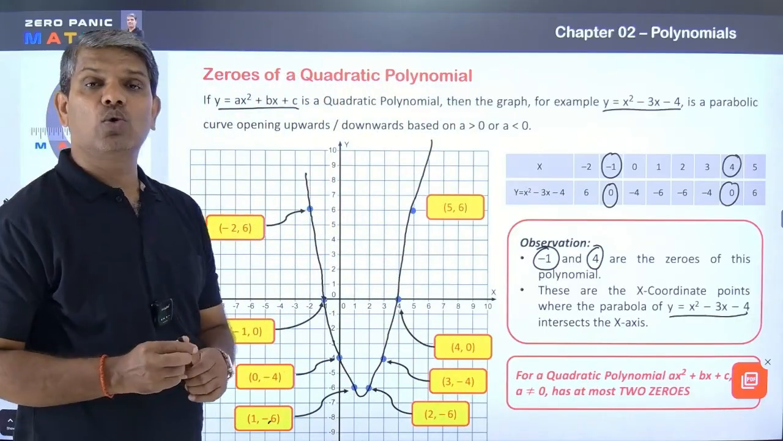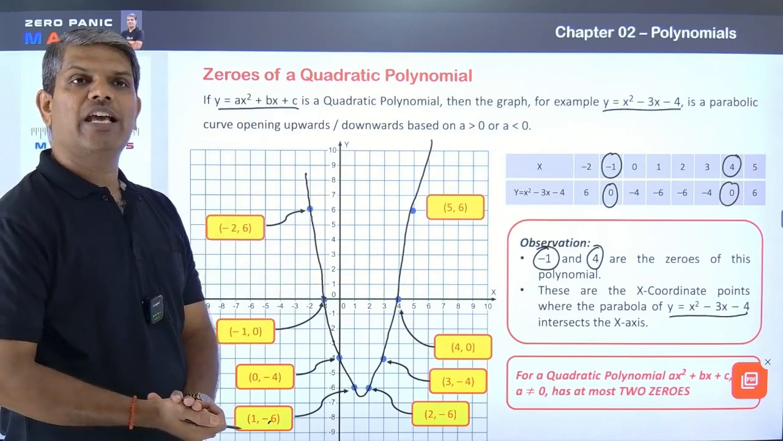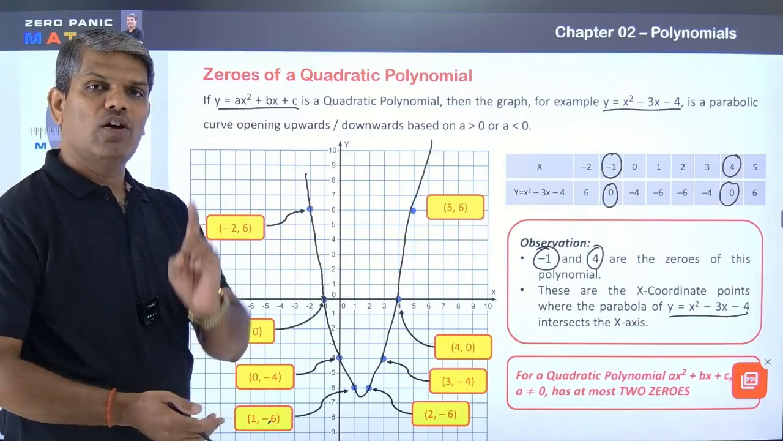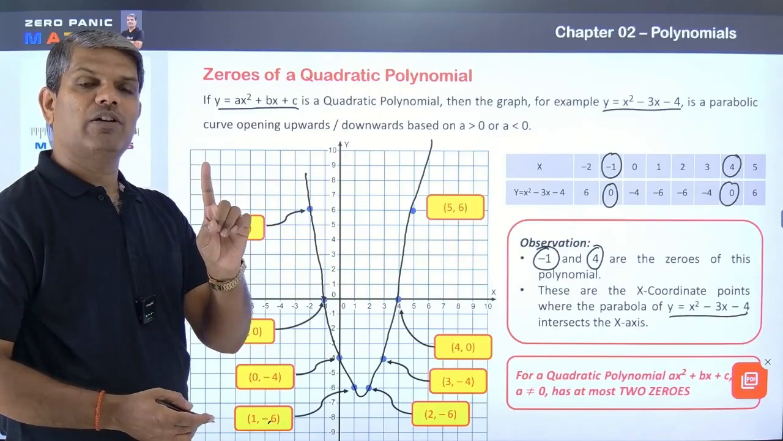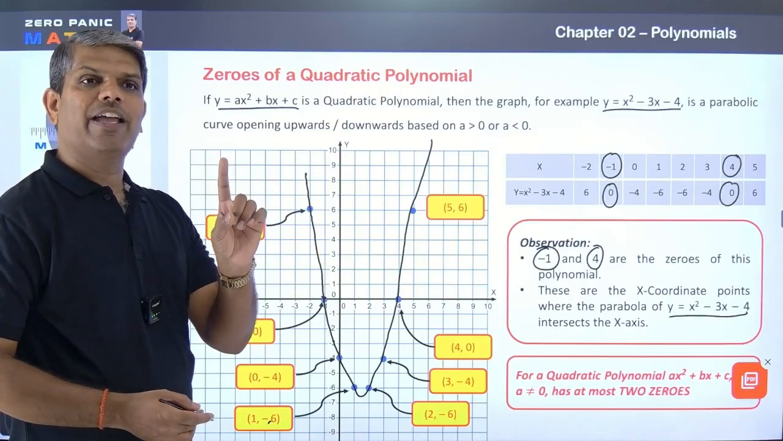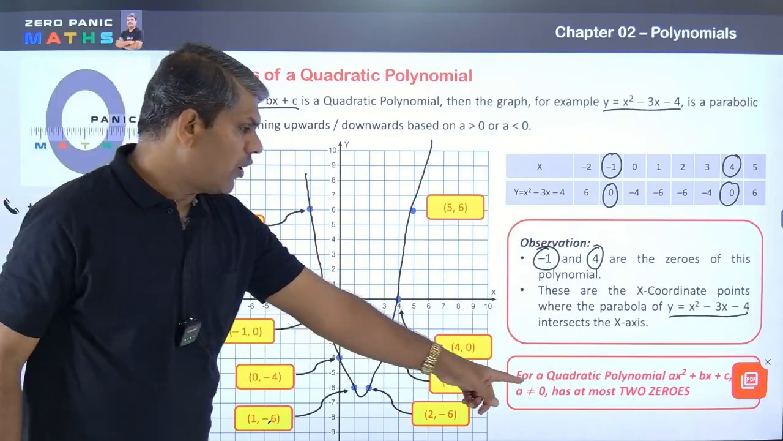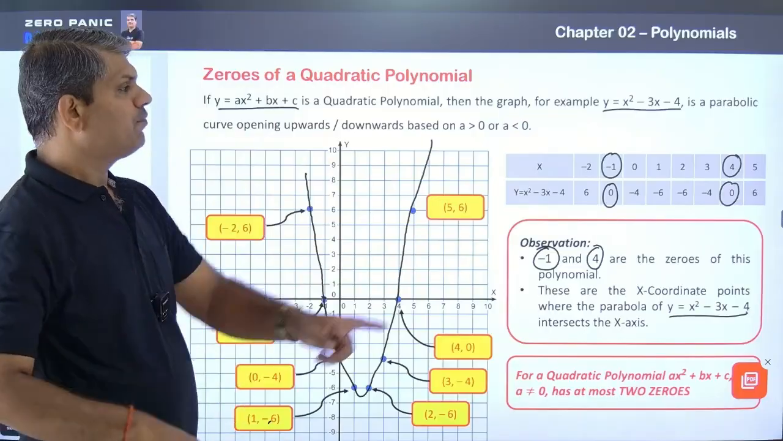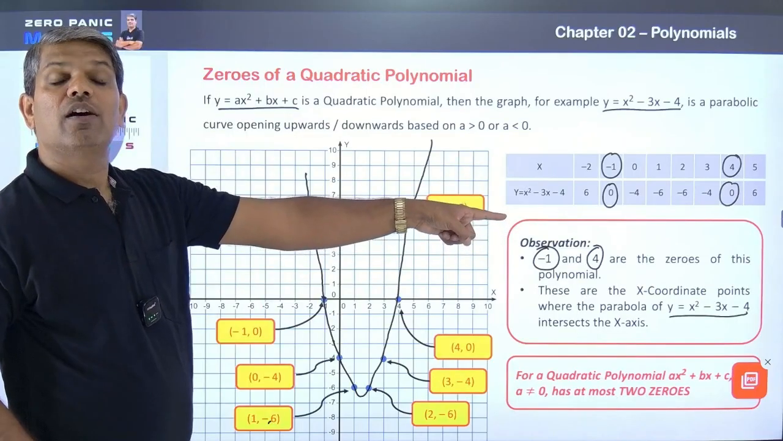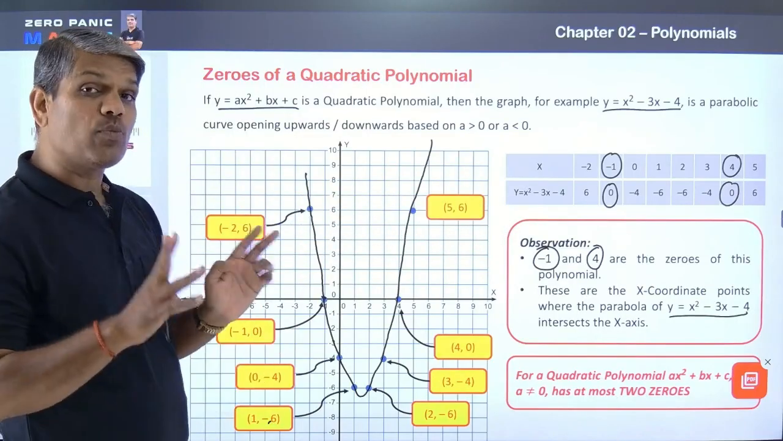At most two zeros. You might have observed that for a linear polynomial, how many zeros were there? Only one zero. For some given value, it is going to satisfy the equation for 0 with one value. For quadratic polynomials, there will be two values for which the whole polynomial value is going to be 0.